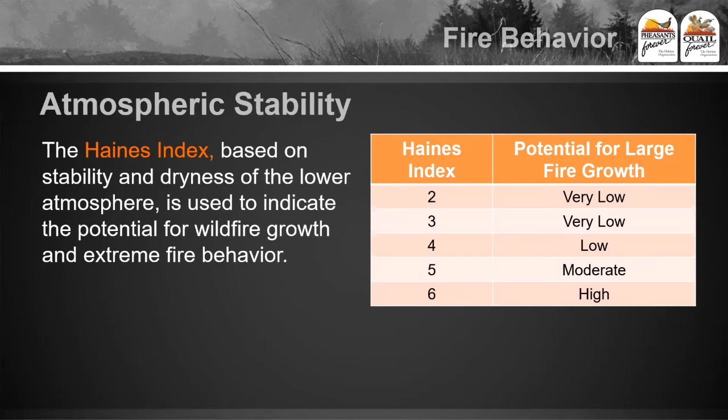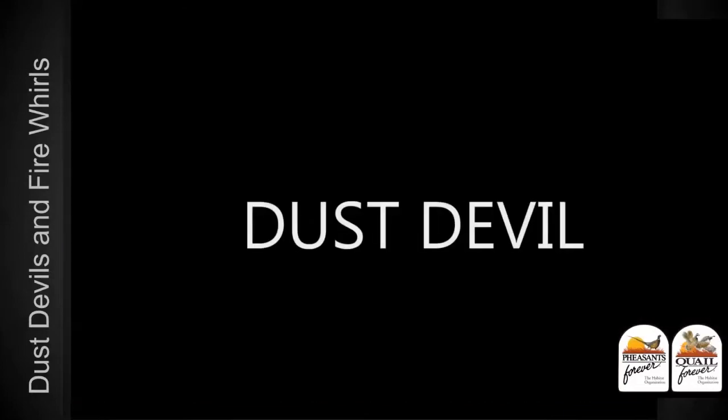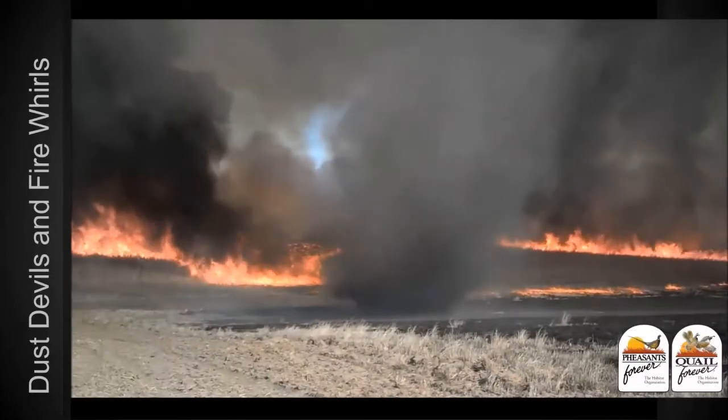At 6, you're going to see problems with dust devils and fire whirls that could go across your fire line. Now, we do burn on days of 6, but when we do burn on those days, we just have to make sure that we are mitigating that with our other parameters. So this is a dust devil.